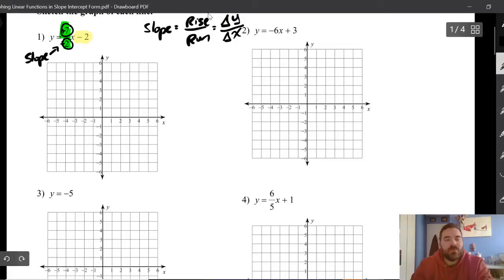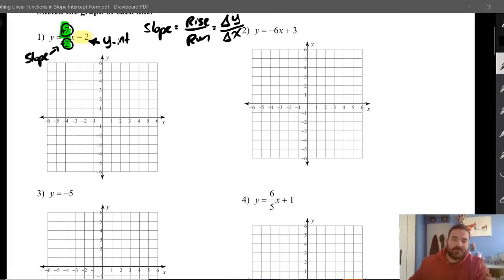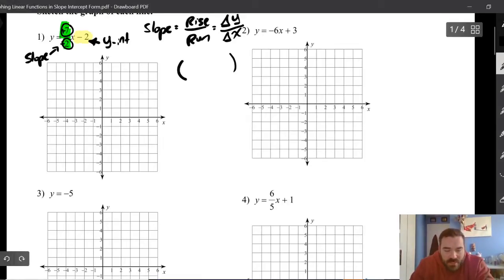Okay, well that's nice, but I need a reference point to start at. Well, I have the y-intercept. So I'm going to use the y-intercept as my 1 point. And I'm going to say that this is the y-intercept, so negative 2, so the value must be, well, I know that the y-intercept is a point on the y-axis. And if it's a point on the y-axis, the x value has to be 0 because every single point on the y-axis has an x value of 0.